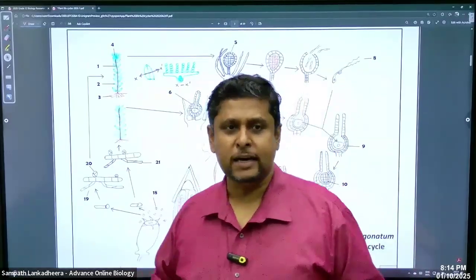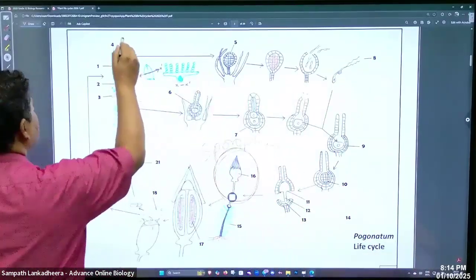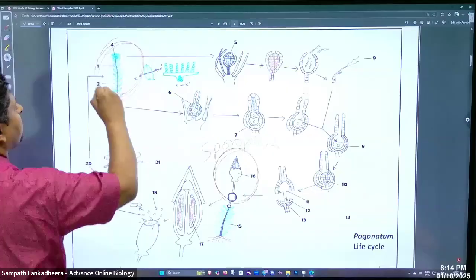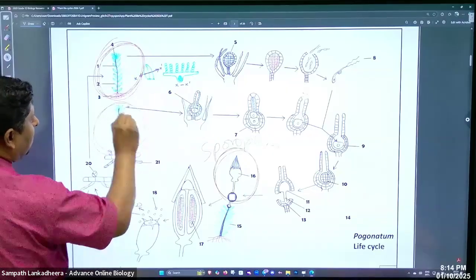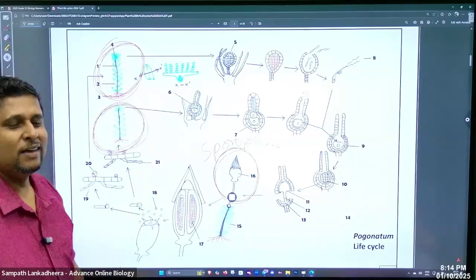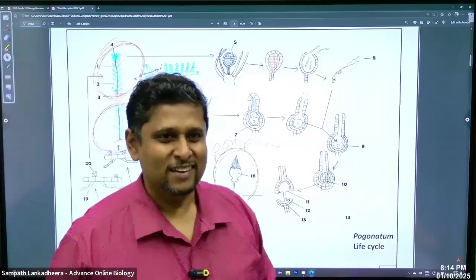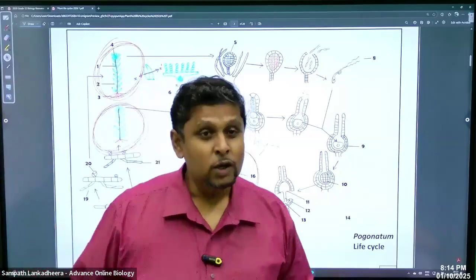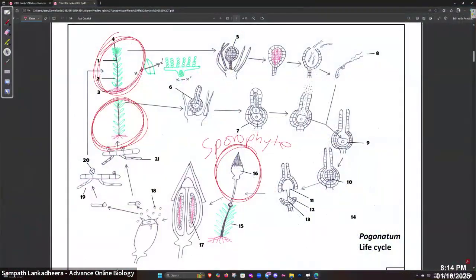Now the special feature here, you can see two gametophytes present. One is that, the other one is this. That's a special case. So this life cycle alternates between two gametophytes and a single sporophyte.